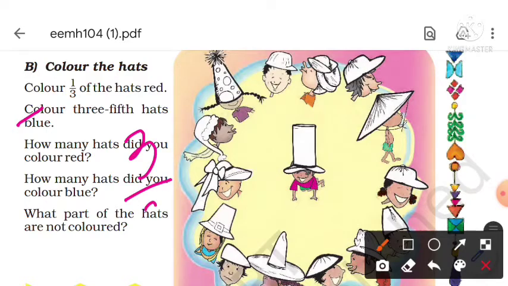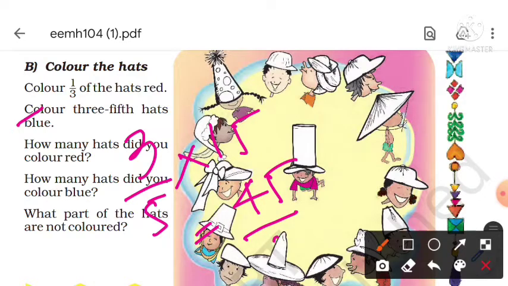3/5 means 3/5 of the total number of hats, that is 15. So 3 into 15, that is 45. 45 by 5, that is 9, that means 9 hats. So out of 15 we have to color 9 hats blue. Okay, got it. So already 5 hats are colored red, and 9 hats are to be colored blue.